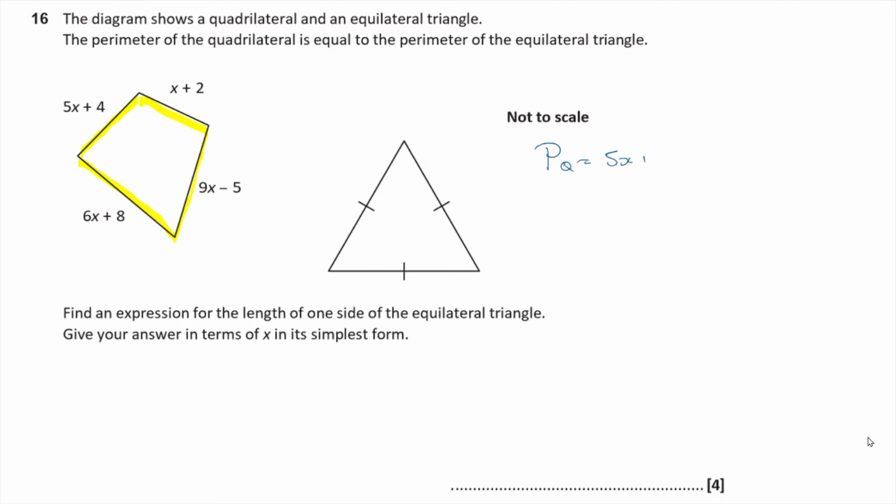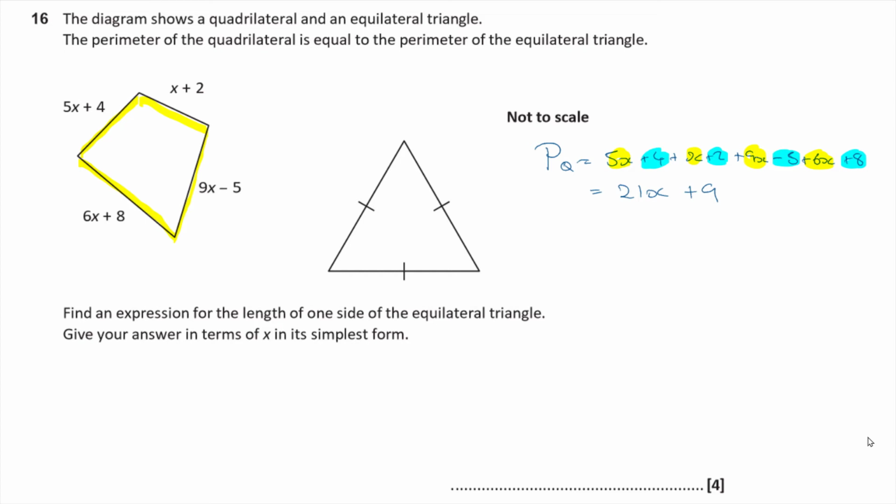So 5x plus 4 plus x plus 2 plus 9x minus 5 plus 6x plus 8. Okay, so now all I need to do is collect like terms together. I've got lots of x's. I've got 5x, x, 9x, and 6x. What does that add up to? So that's 5, 6, 15, 21x. So I've got 21x, okay, and then how many numbers have I got? I've got 4, 2, minus 5, and 8. So 4, 2, and 8 add up to 14. Take away the 5, that's 9, isn't it? So it's going to be 21x plus 9. So that's the perimeter of the quadrilateral.